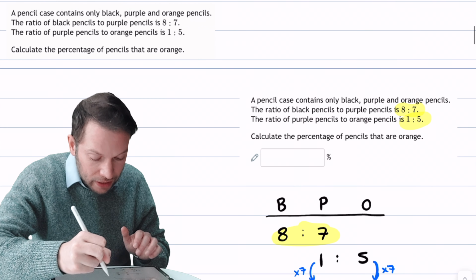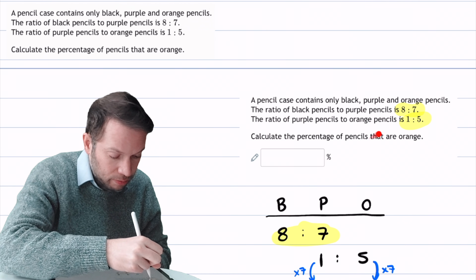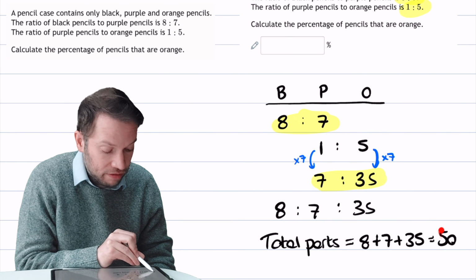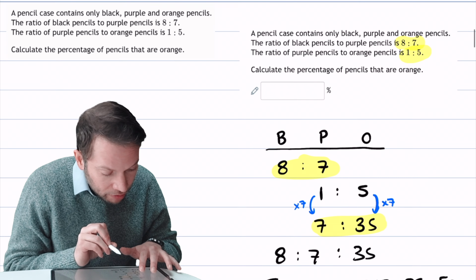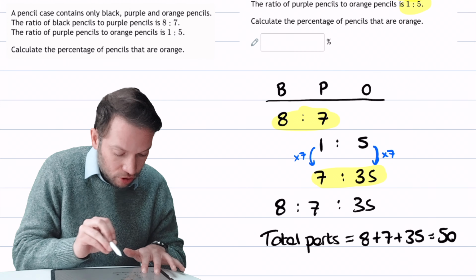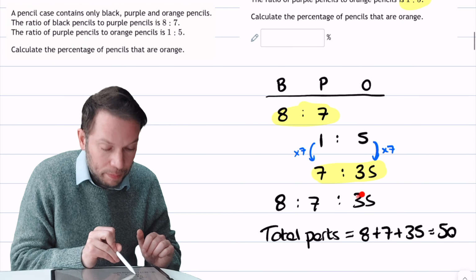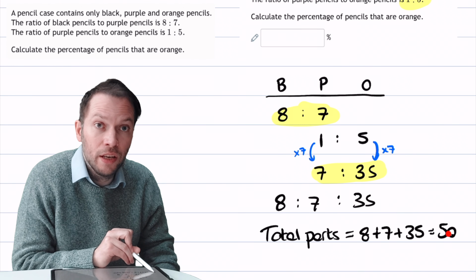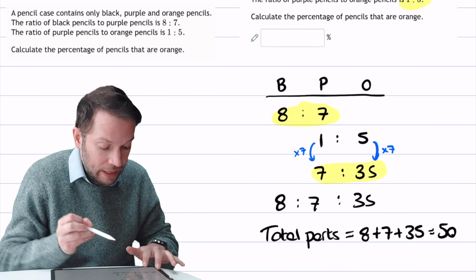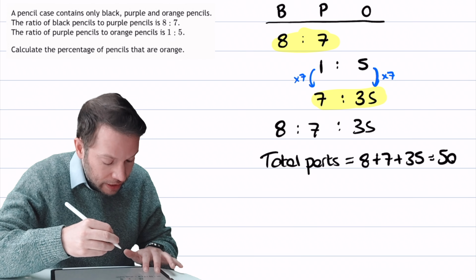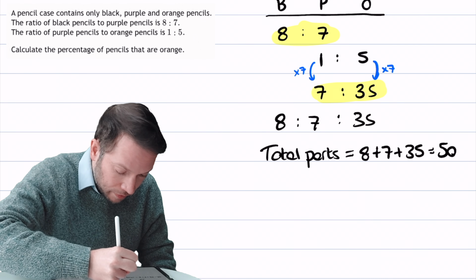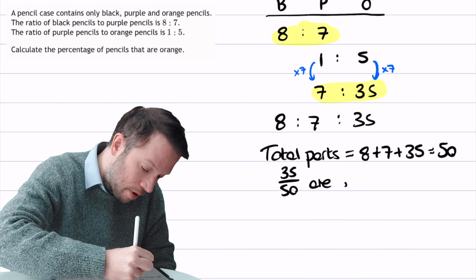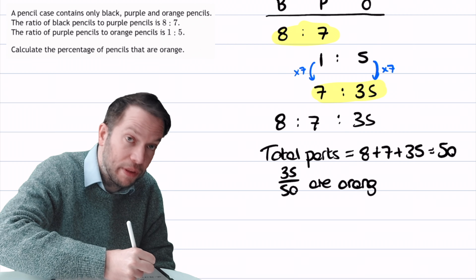And we want to find the percentage of the pencils which are orange. So out of the 50 total parts, which represents the whole pencil case, all the pencils, how many parts are orange? Because we want the percentage of pencils which are orange. Well, we can see it's 35 parts are orange. So 35 parts out of the total parts of 50, representing the total pencils, is orange. So the fraction that is orange is 35/50ths. So 35/50ths are orange, but we need that as a percentage.